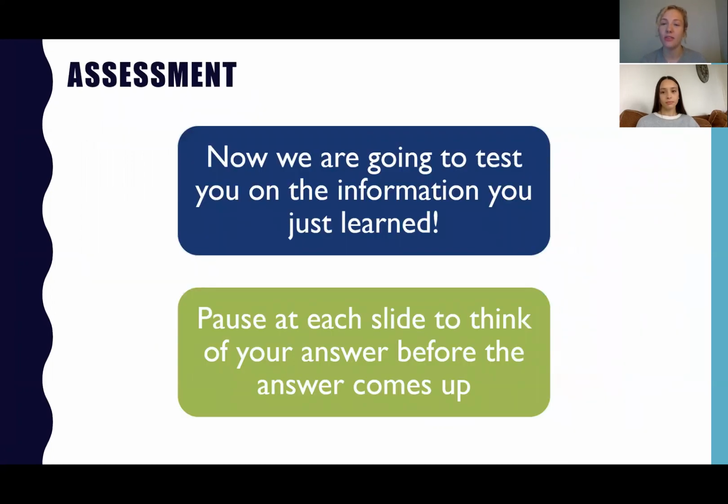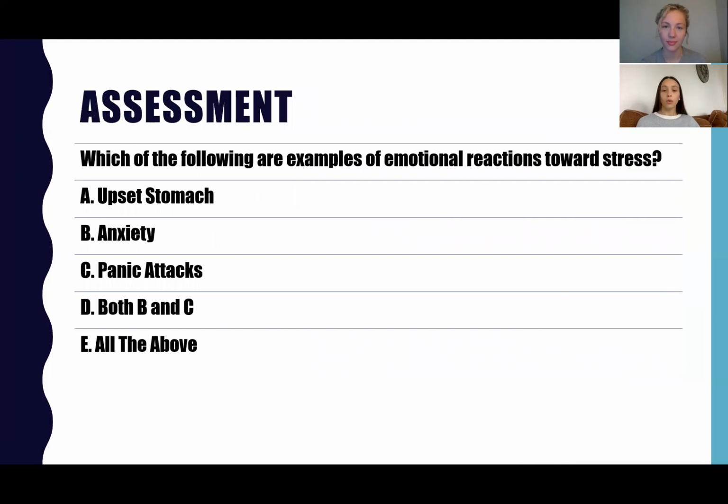Now we're going to test you on the information you just learned. Pause at each slide to think of your answer before the answer comes up. Which of the following are examples of emotional reactions towards stress? A, upset stomach. B, anxiety. C, panic attacks. D, both B and C. Or E, all of the above. The answer is D.